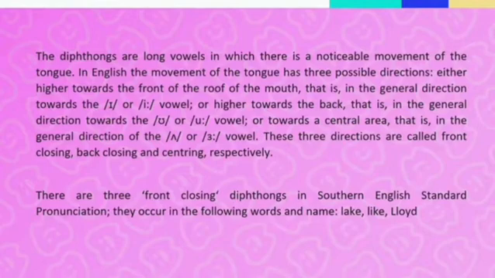There are three front closing diphthongs in Southern English Standard pronunciation. They occur in the following words and name: lake, like, and Lloyd.